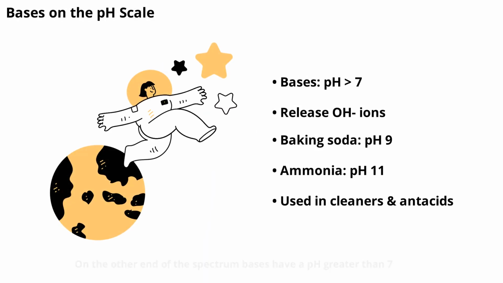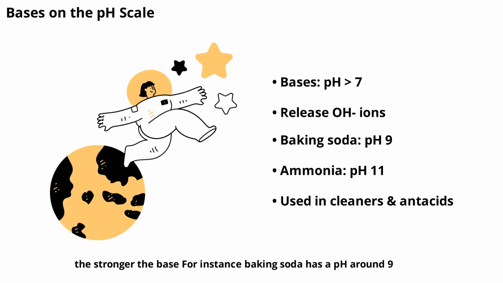On the other end of the spectrum, bases have a pH greater than 7. Bases release hydroxide ions, OH-, in water. The higher the pH, the stronger the base. For instance, baking soda has a pH around 9, while household ammonia is even higher at about pH 11. Bases are found in cleaning products, antacids, and even in some foods. Knowing the pH of these substances helps us understand their uses and potential risks.